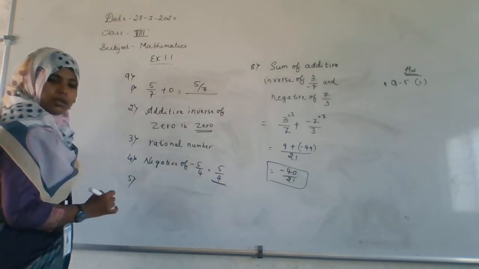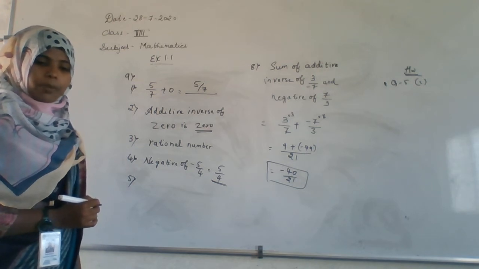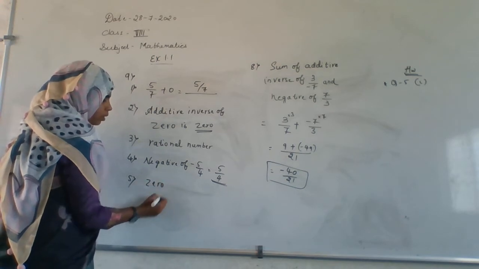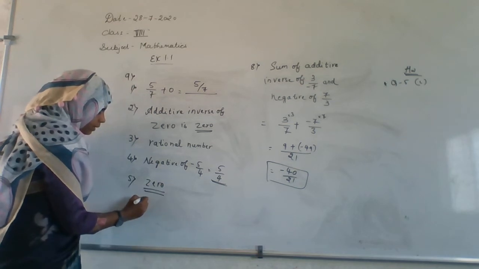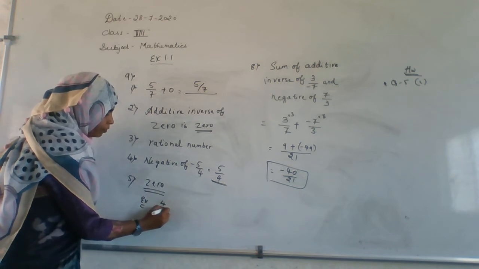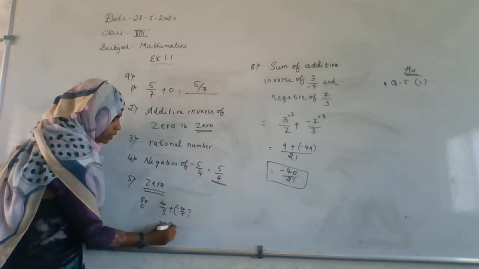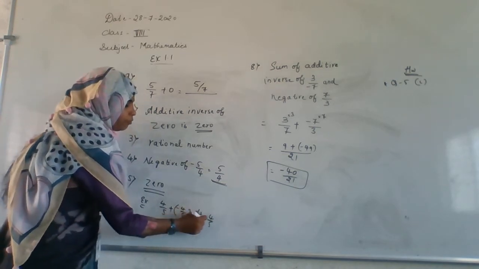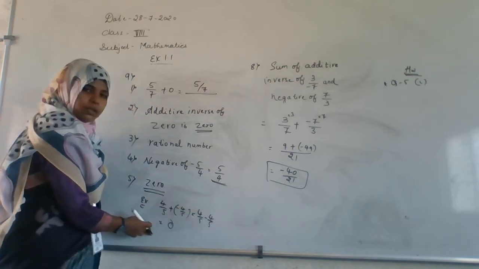Next one. Sum of a rational number and its additive inverse is always 0. The fifth answer is 0. Here is an example I am giving: the sum of 4 by 5 plus the additive inverse, minus 4 by 5, will always be 0, because this is 4 by 5 minus 4 by 5. Then the answer will be 0.